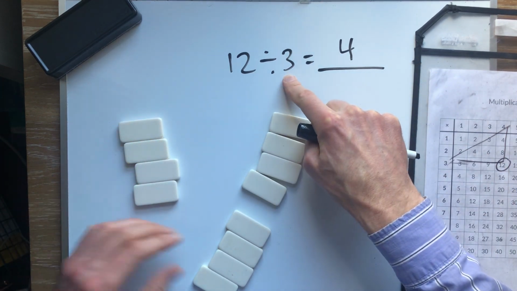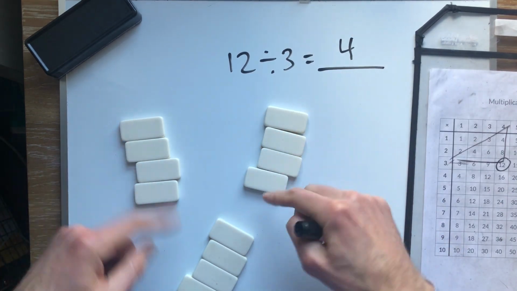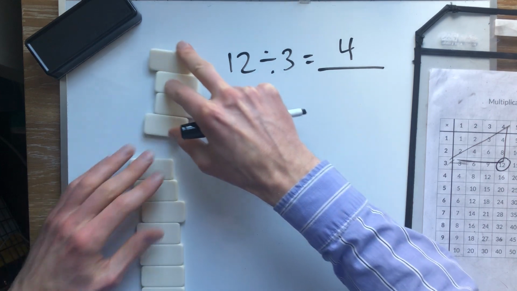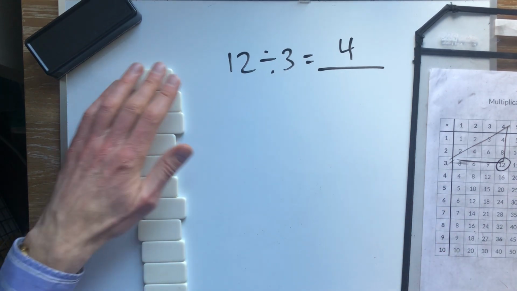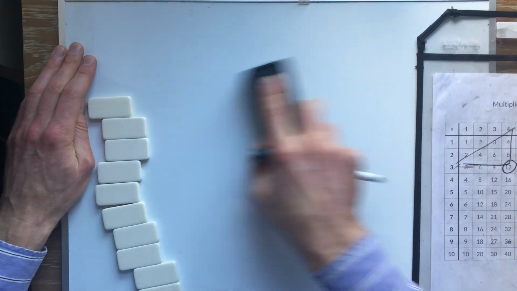Or 3 times 4 is 12. 3 piles of 4 is 12. 3 piles of 4 is how many? 12. So today you're going to be looking at some problems that look like this. And I just recommend you use your multiplication table.